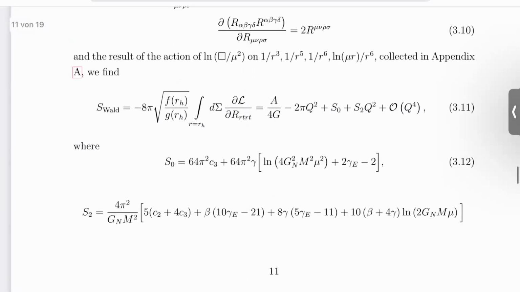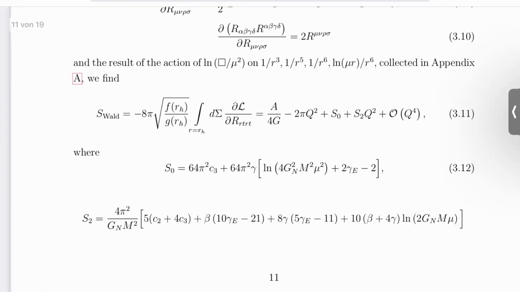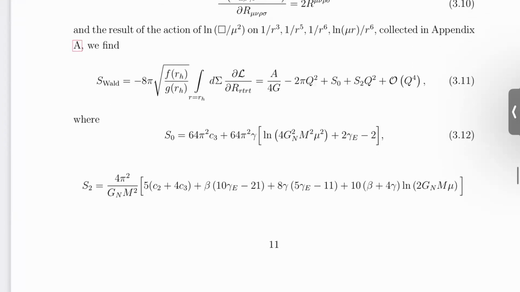Using the so-called Wald formula, one finds that the first term is A divided by 4G. This is equation 3.11. So you have A divided by 4G, which is the usual result, plus a term with pi q squared, because it's a charged black hole. This is the result of Hawking. But then you see that there are additional terms which are not predicted by the original work of Hawking, but they are there as soon as you assume that there is this effective action.